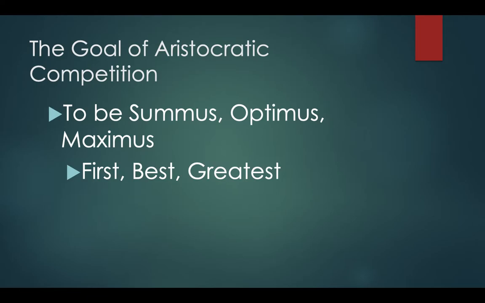But before we fully jump ahead to the end, I need to talk about a really important part of how Roman culture and Roman politics work, both because it explains a great deal of Roman history, and it's an important reason about why the Republic collapsed. And that is aristocratic competition. And the basic way we can define it is that every elite Roman male wants to be summus optimus maximus.